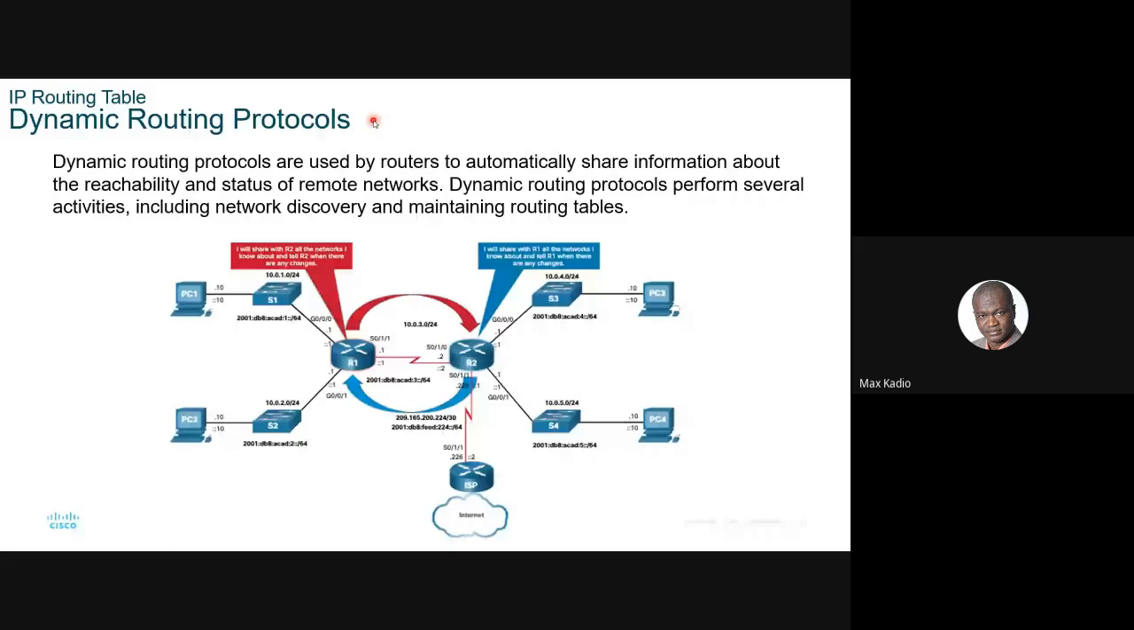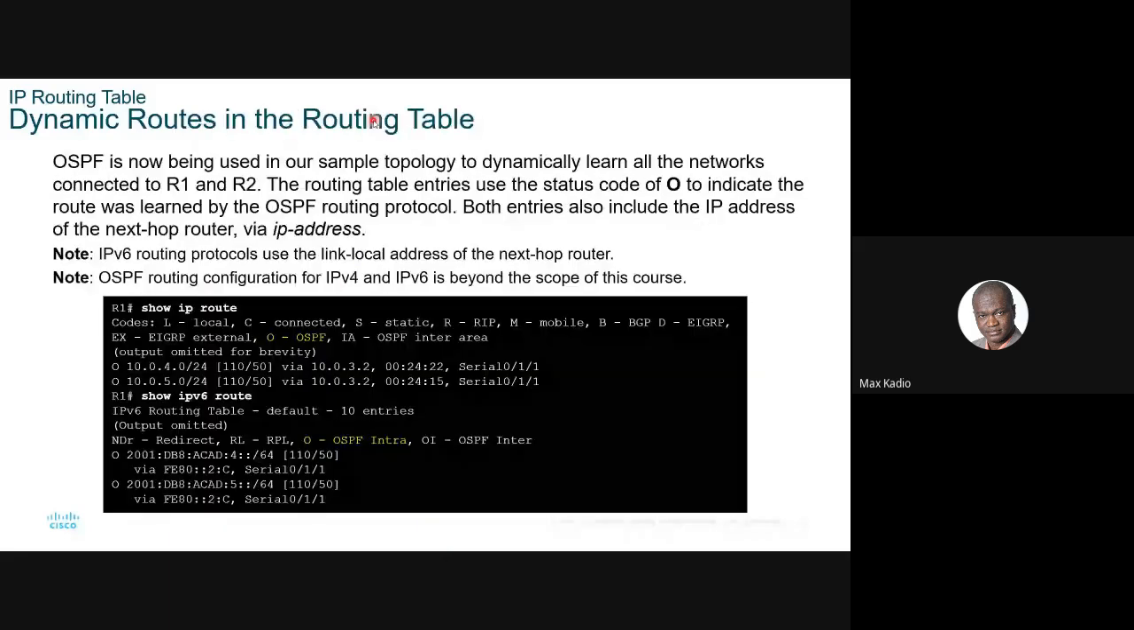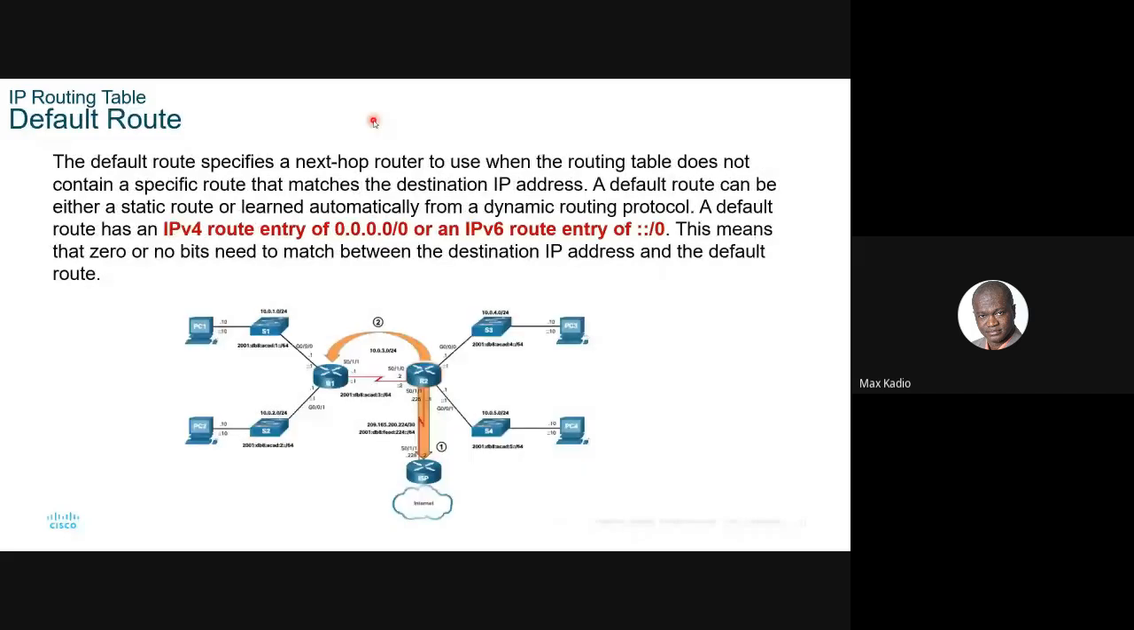Okay, we continue. So in case R1 doesn't know where to forward your packet, it will send it to the ISP. We call it a default route. You can also check this, very important.